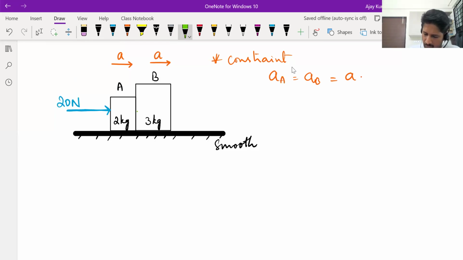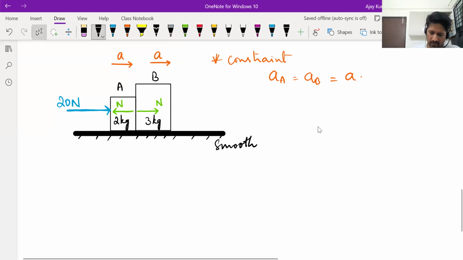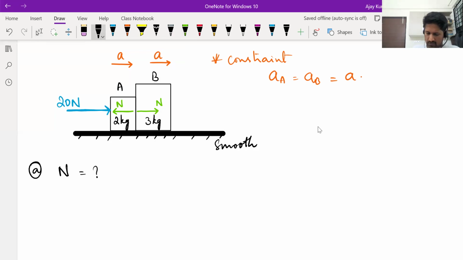You all told that A pushes B. So B experiences a normal force to the right. A will experience that same amount of normal force to the left. Action, reaction. Action is exerted by A on B. Reaction will be exerted by B on A. So this is the situation now. And they have a common acceleration. The question now is to calculate the normal force between the blocks and the common acceleration with which they move. Try this, all of you.